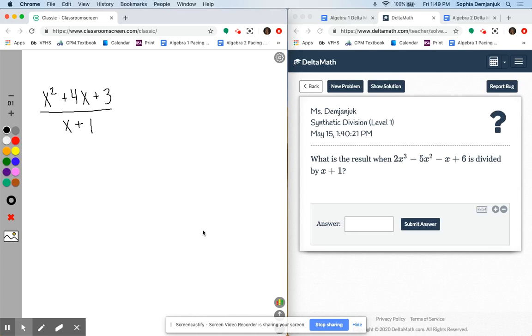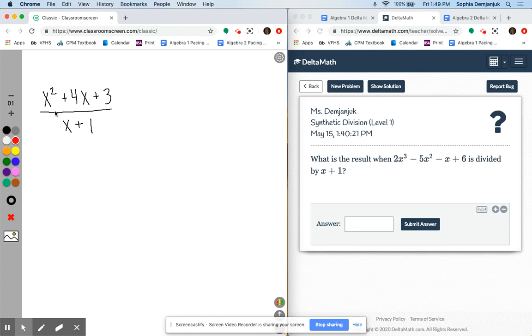Okay, for this lesson, we're going to be learning how to use synthetic division to divide two different polynomials. The first example I'm going to give you is a very quick, shorter example just to show you how it works, and you'll be doing harder ones within your Delta Math lesson.